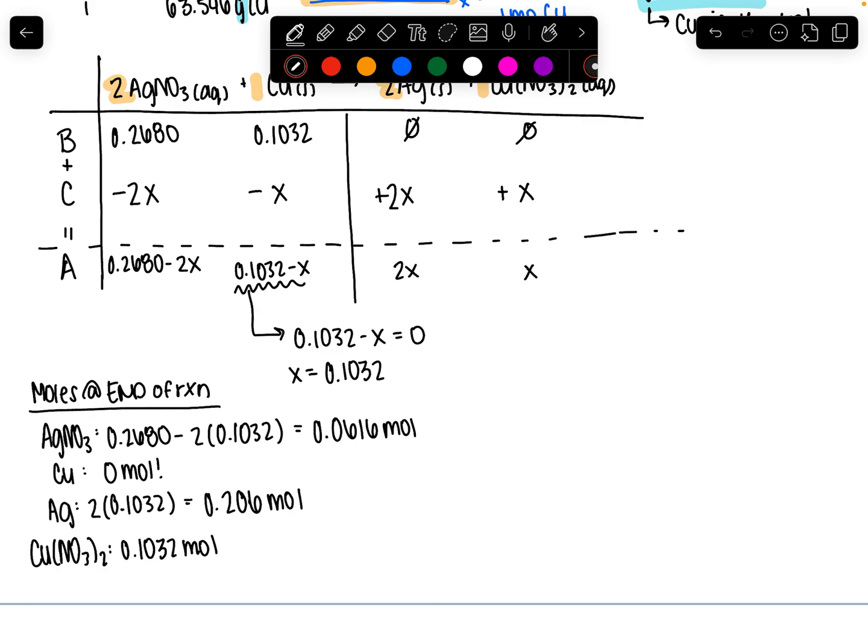If your problem asks you to solve for masses at the end of this, no big deal. All you need to do is one last conversion step where you take any of these values of moles that you have left over and convert back to grams using molar mass.